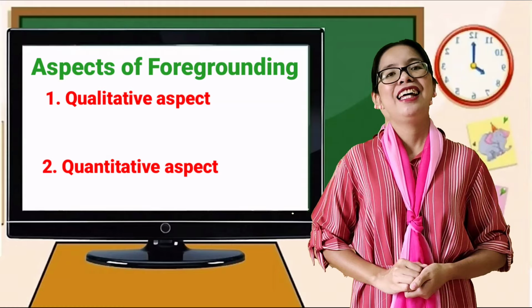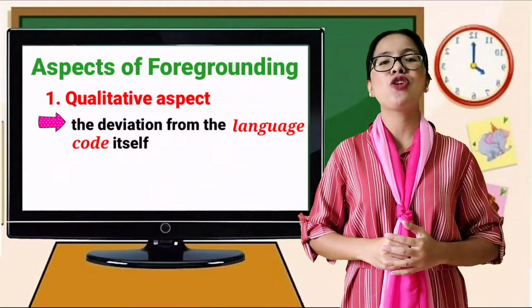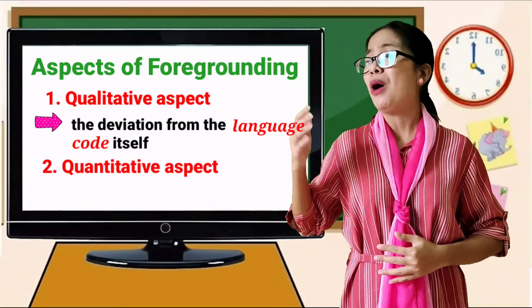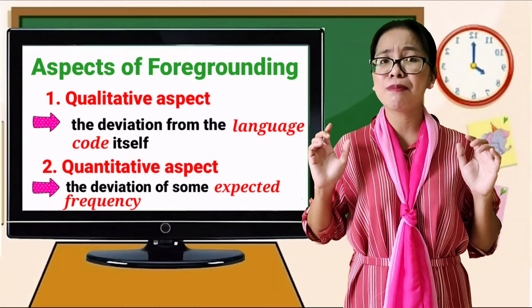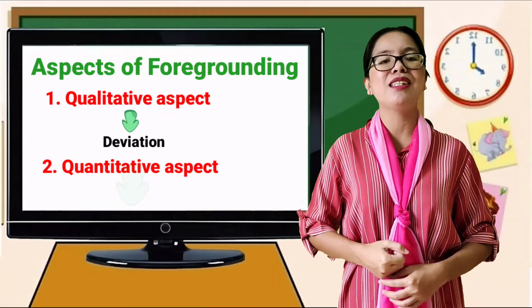Let us differentiate qualitative aspect and quantitative aspect. Qualitative aspect is the deviation from the language code itself, a breach of some linguistic norm, while quantitative aspect involves the deviation of some expected frequency. Under the qualitative aspect, we have the deviation, while under the quantitative aspect, we have the parallelism.